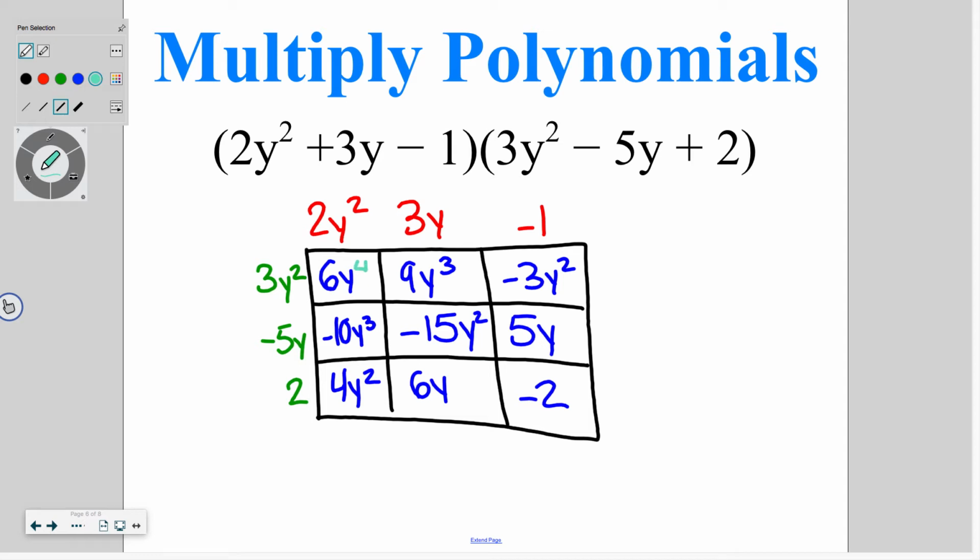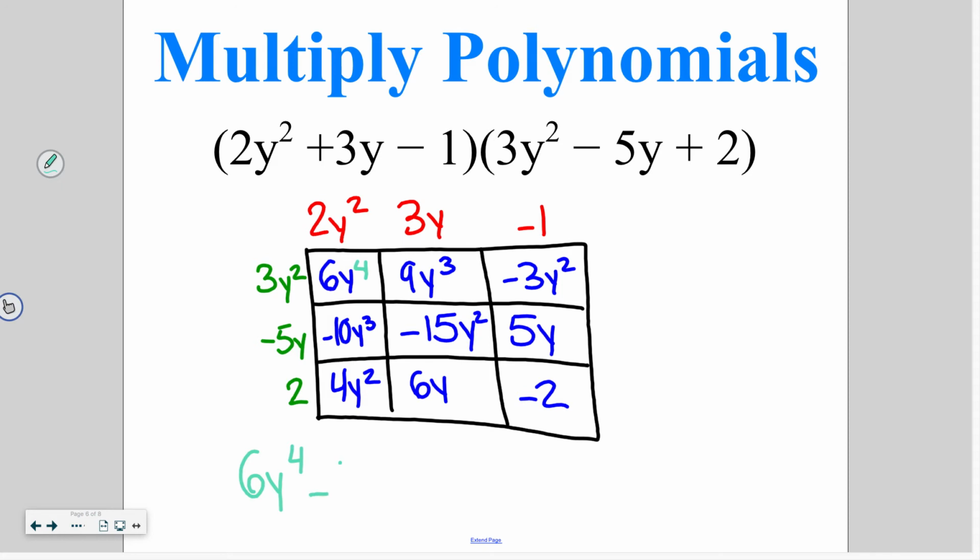That should have been 6y to the 4th. So I've got 6y to the 4th. And then I've got 9y cubed and negative 10y cubed, so I've got negative 1y cubed. Then I've got negative 3y squared, negative 15y squared, and 4y squared. Negative 3 and negative 15 is negative 18, plus 4 gets me back up to negative 14y squared. 5y and 6y gives me a total of 11y. And then the negative 2 is just by itself.